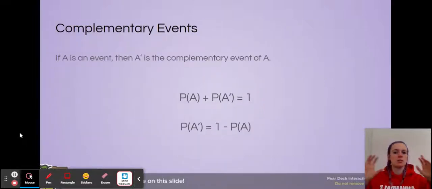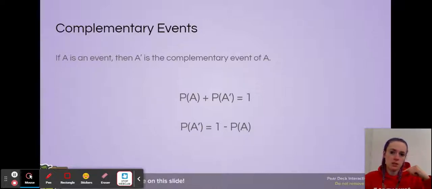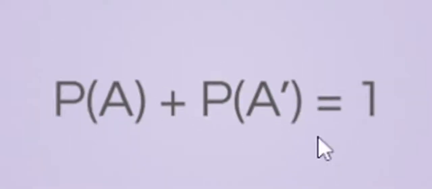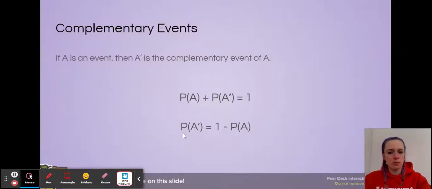So taking that to the general piece, if A is an event, then A with the apostrophe is the complementary event of A. And just like we saw with the die in the previous slide, the probability of A plus the probability of not A equals 1, or the probability of not A is the same thing as 1 minus the probability of A happening.